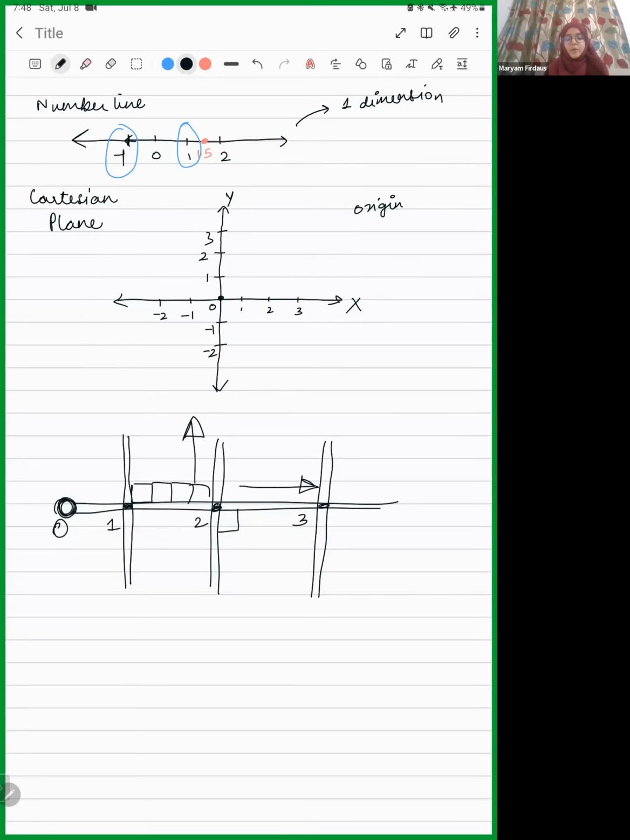Okay, let me give you another example to make this clear. Let's say I put a dot over here on this sheet of paper. And I want you to tell me, where is this dot? How will you define where exactly it is without pointing it out like this? This is the dot that I'm talking about. Let's say there are plenty of dots over here. How will you know which one I'm talking about?